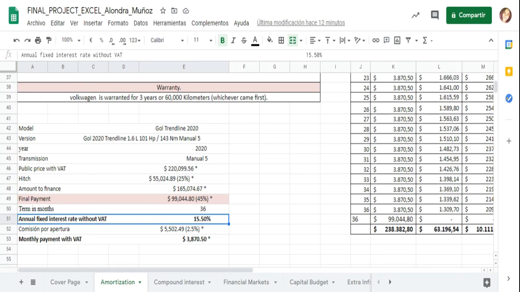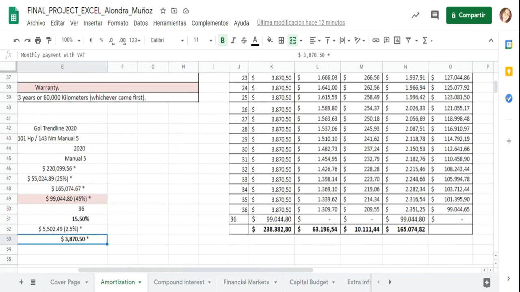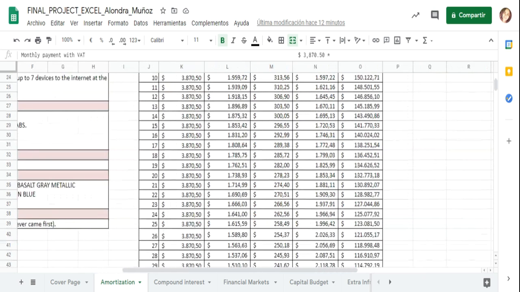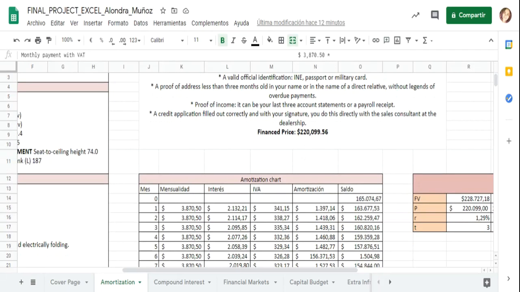This is the annual fixed interest rate without VAT, and this is the monthly payment. Basically, we ask for an amortization chart that takes into account only the amount that is financed by the company, and this is the finance price of the car, and we will pay this amount.